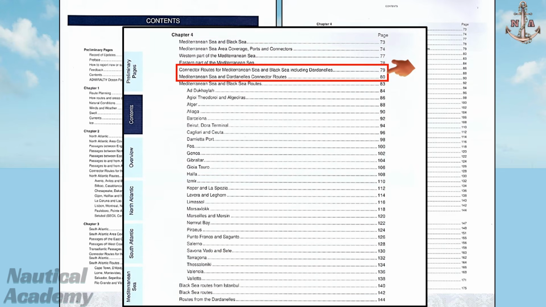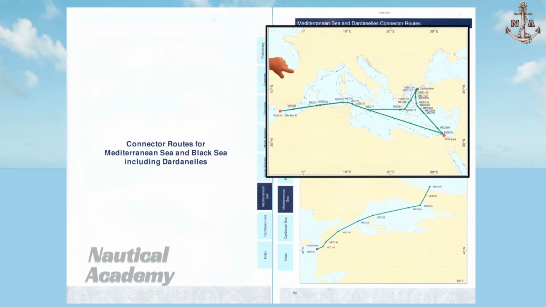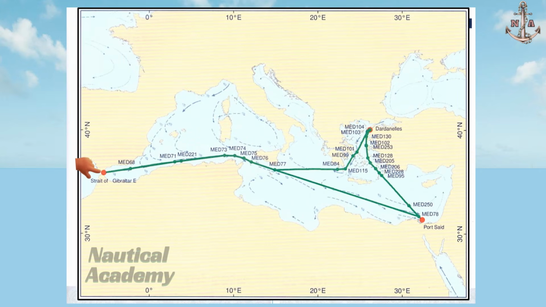Let's take a look at pages 79 and 80 first. These pages show the connector routes for the Mediterranean and Black Sea. On page 80, the above chart shows a recommended route from Strait of Gibraltar East to Port Said. This is the route we are looking for.